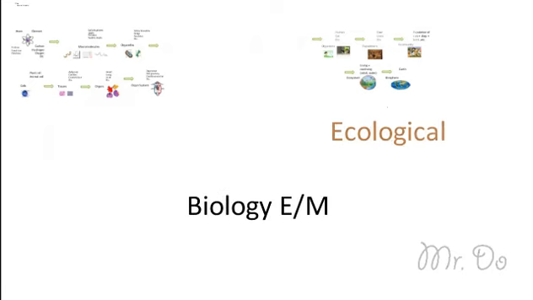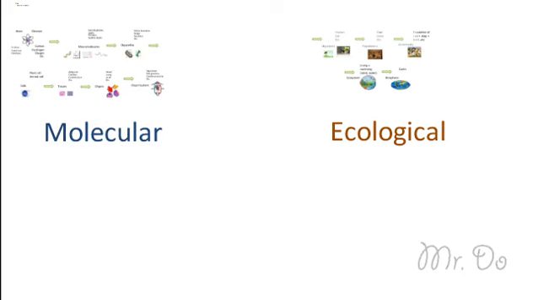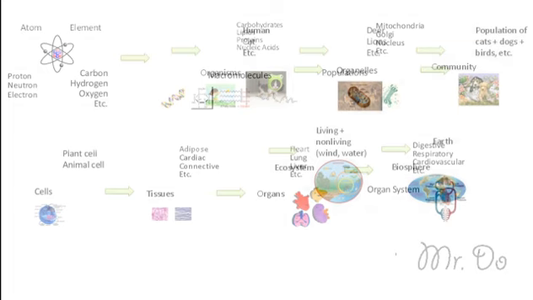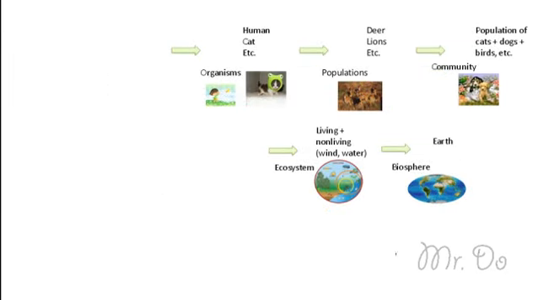Now biology is divided into E and M. That's ecological and molecular. Most of your time you're going to spend in the molecular section. It can get a little bit confusing because it's not something that's easy to see. And the other time you're going to spend in the ecological section. These are more fun stuff because you can see them, you interact with them.